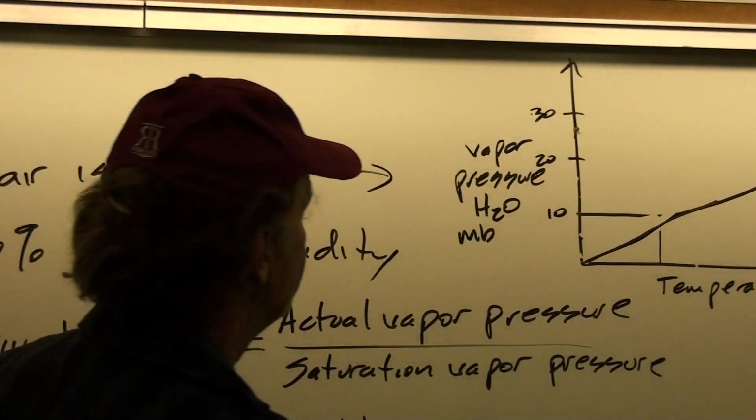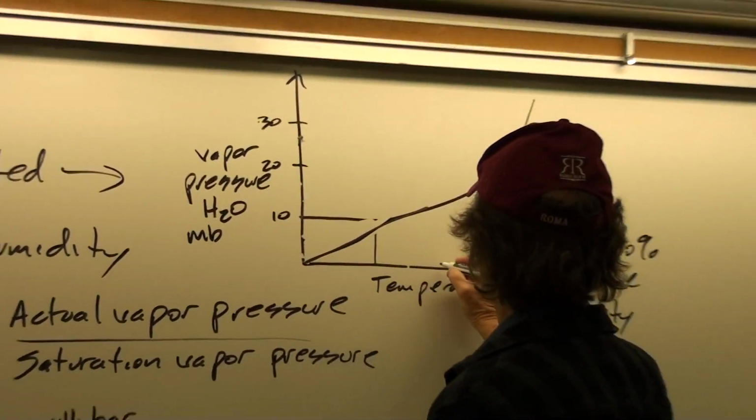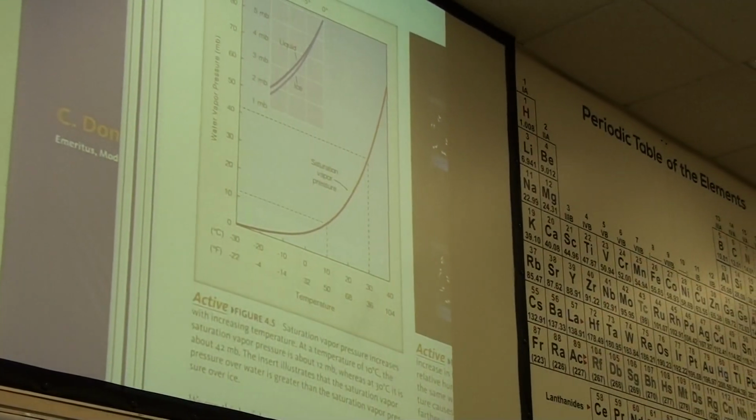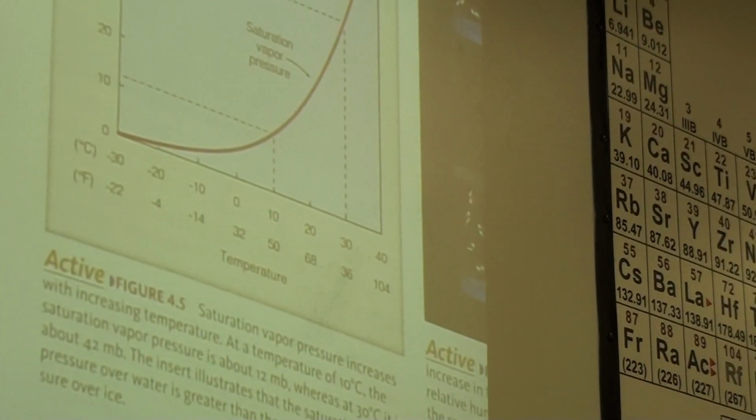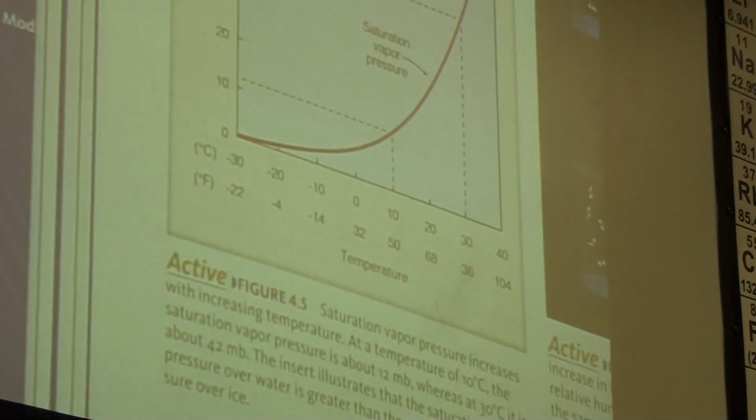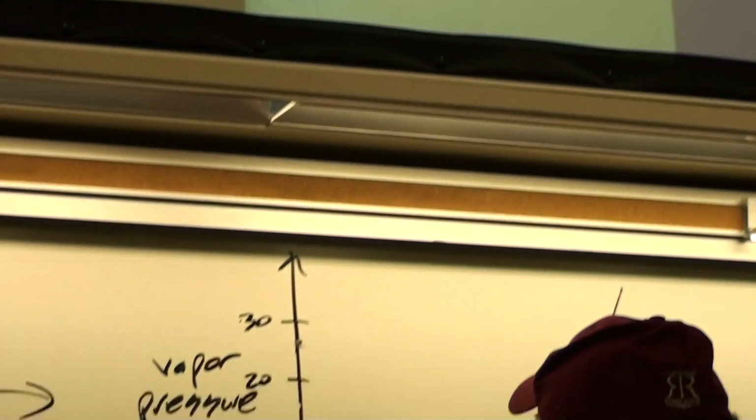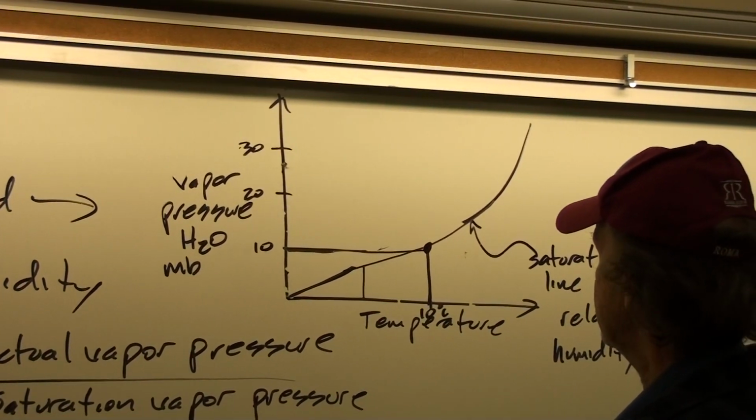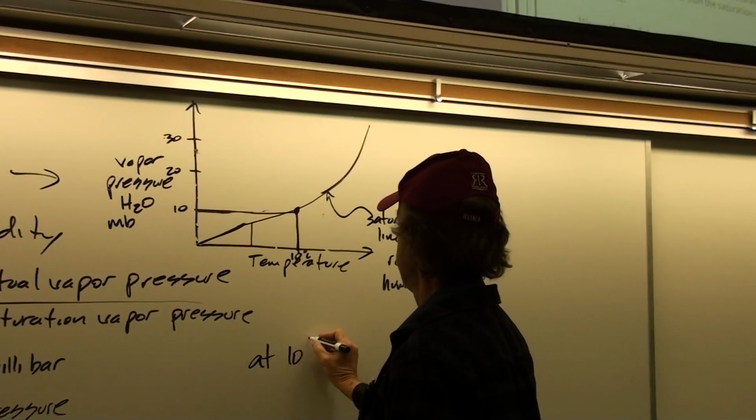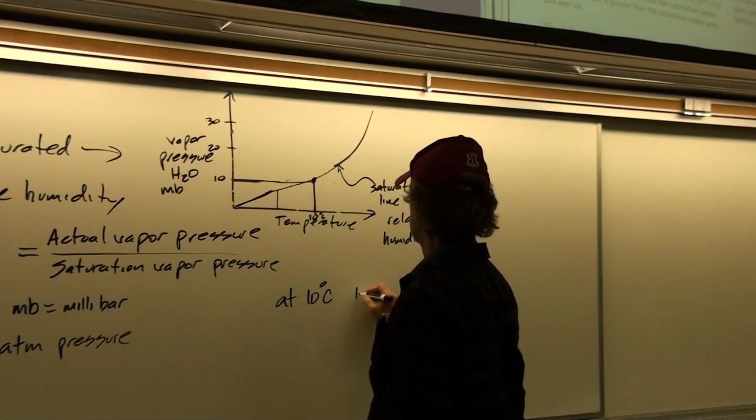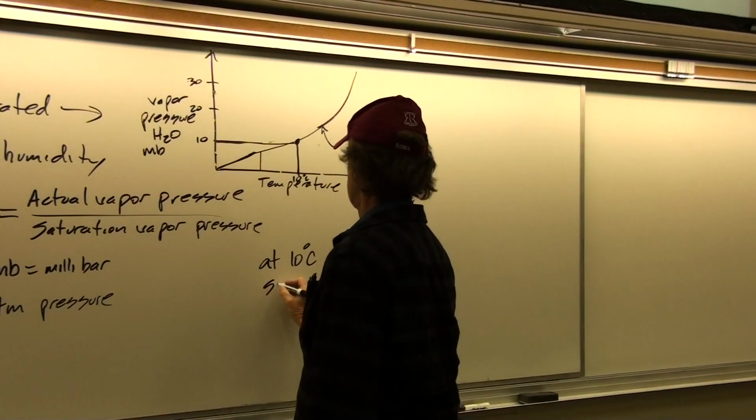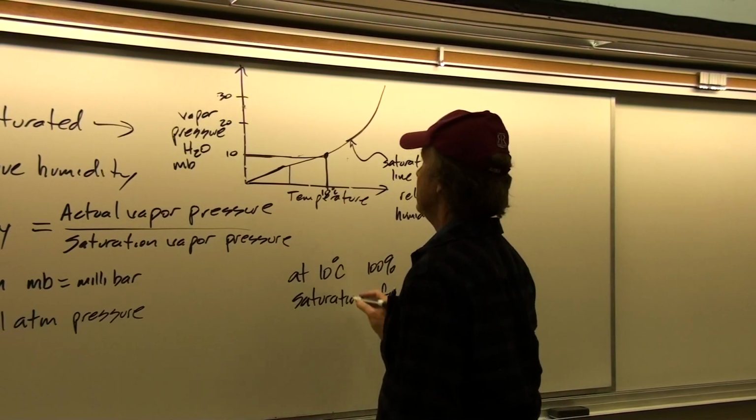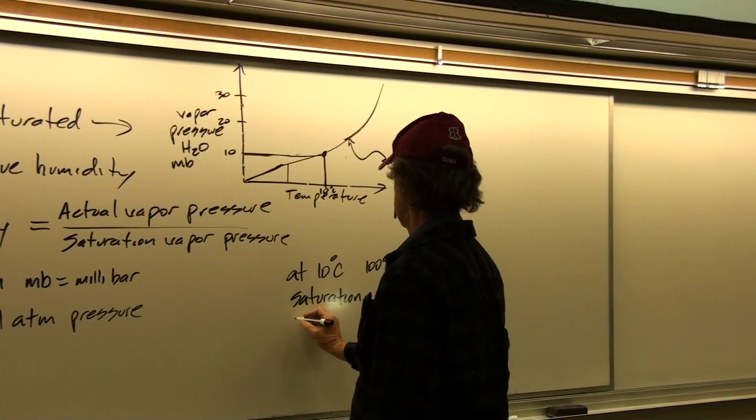water vapor pressure. And so let's say here that we were at a temperature of 10 degrees centigrade, and we go across this way, we find that we get 100% saturation if the vapor pressure is 10 millibars.